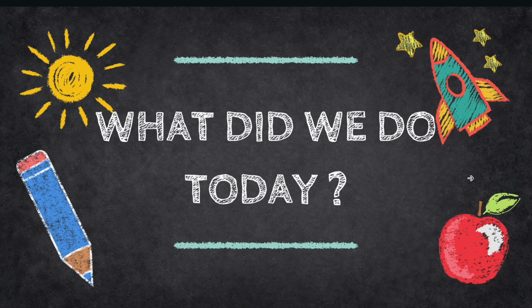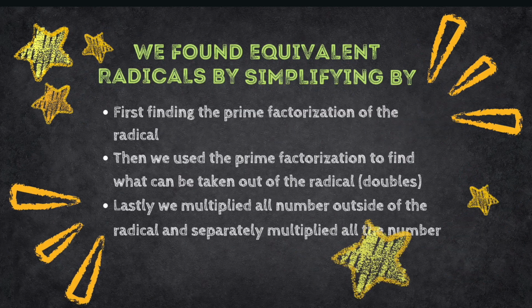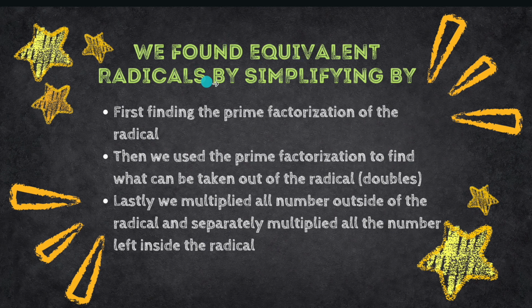What did we do today? Today, we found equivalent radicals by simplifying, first finding the prime factorization of the radical. Then, we used the prime factorization to find what can be taken out of the radical, meaning the doubles. Lastly, we multiplied all numbers outside of the radical and separately multiplied all the numbers left inside of the radical.